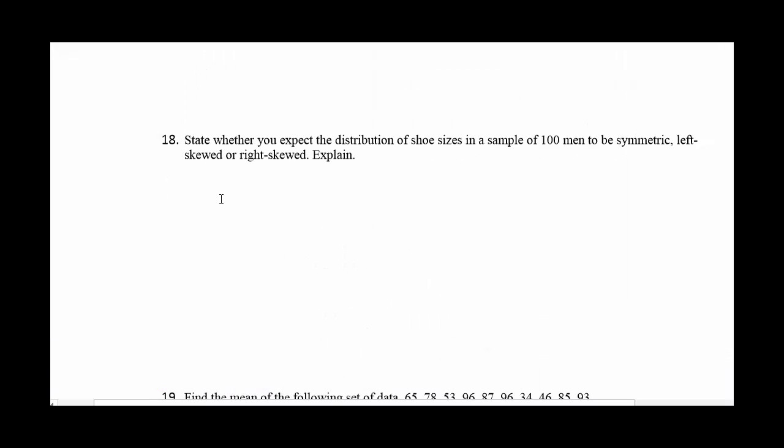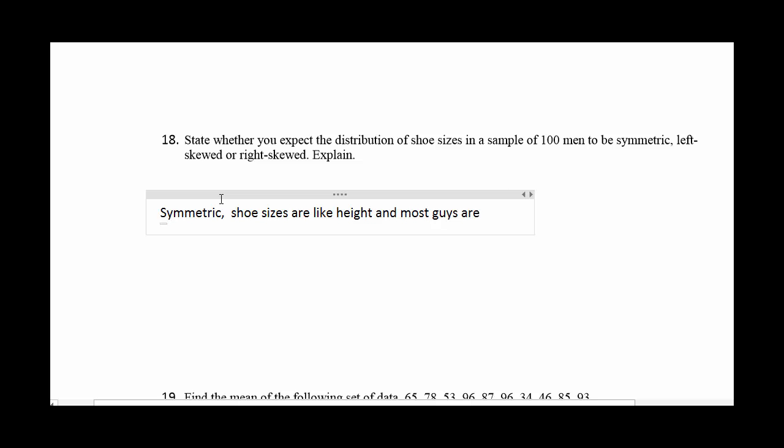The question is, we're looking at 100 guys. What do we expect to see with shoe sizes? Most guys are about 5'10", 5'11", 6 foot. So there's an expectation that most guys are about the same height, and very few really tall guys are out there, and very few really short guys are out there. So I would expect this to be symmetric, because shoe sizes are like heights, and most guys are around the same height.